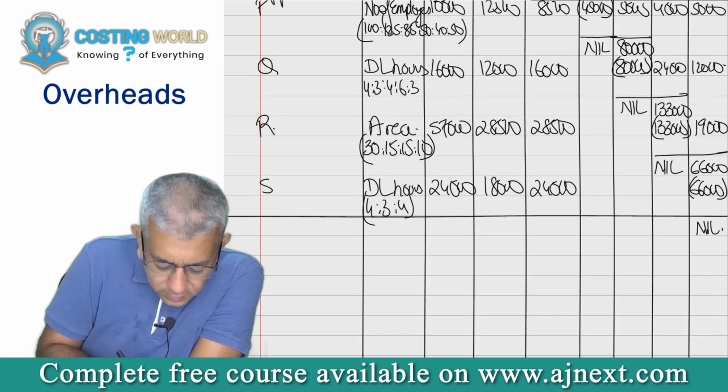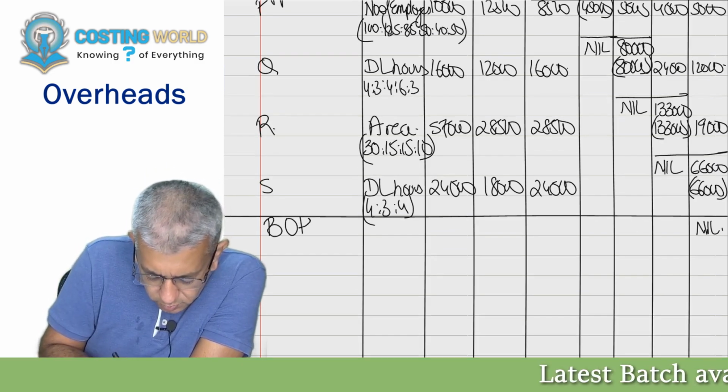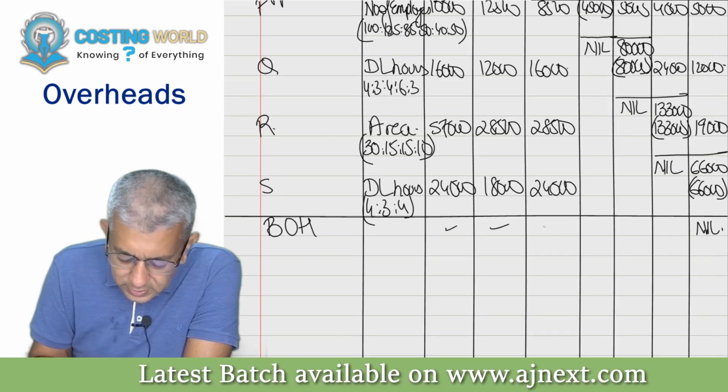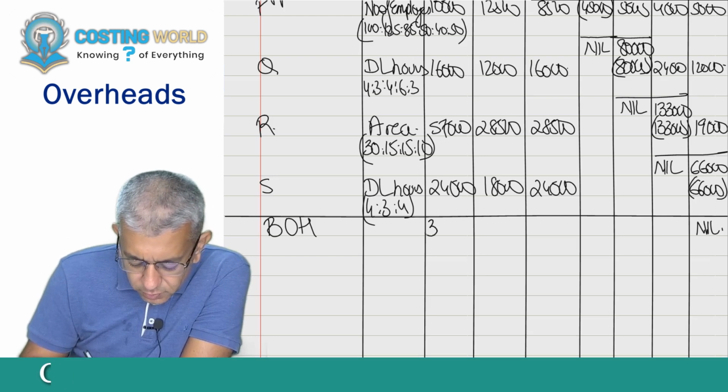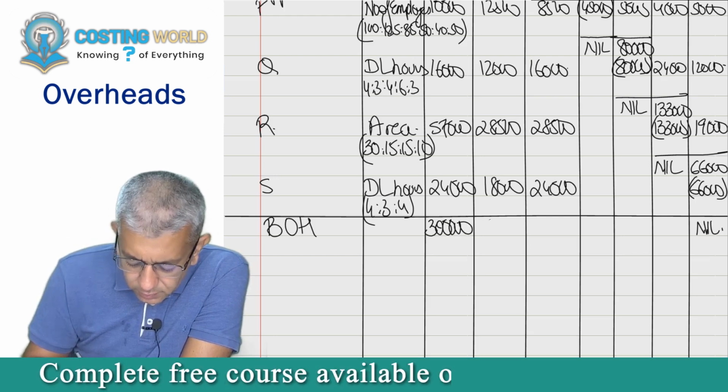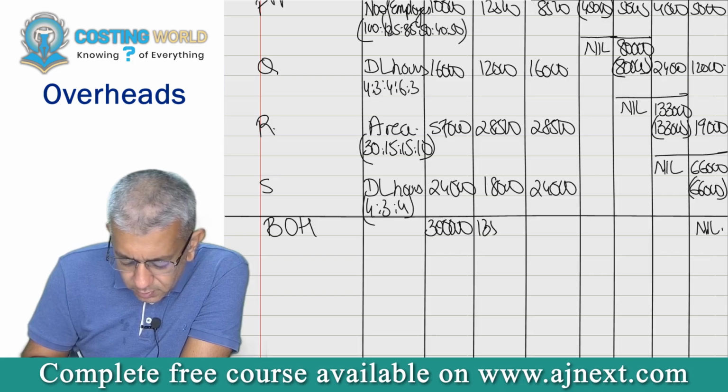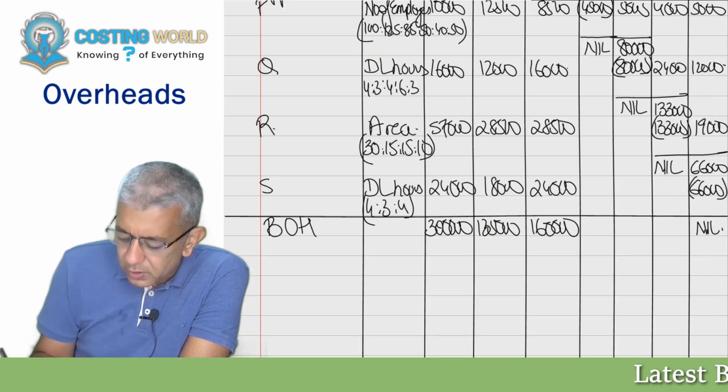Total it up, please. This will give you BOH. Total up this, and this. Do tell me the totals, please. First one, 3 lakhs. 1,35,000. Last one, 1,60,000. Okay. Now, this is your BOH.